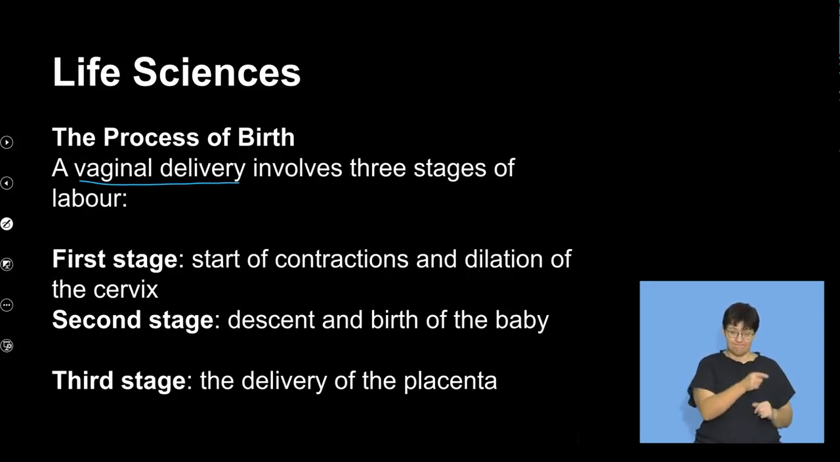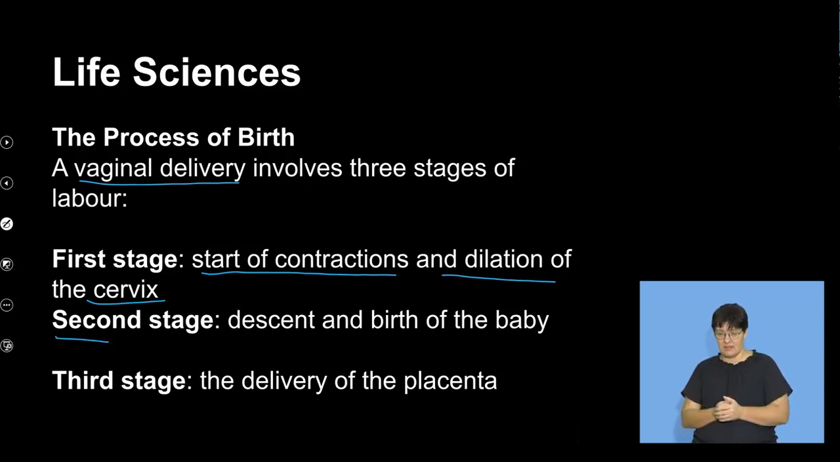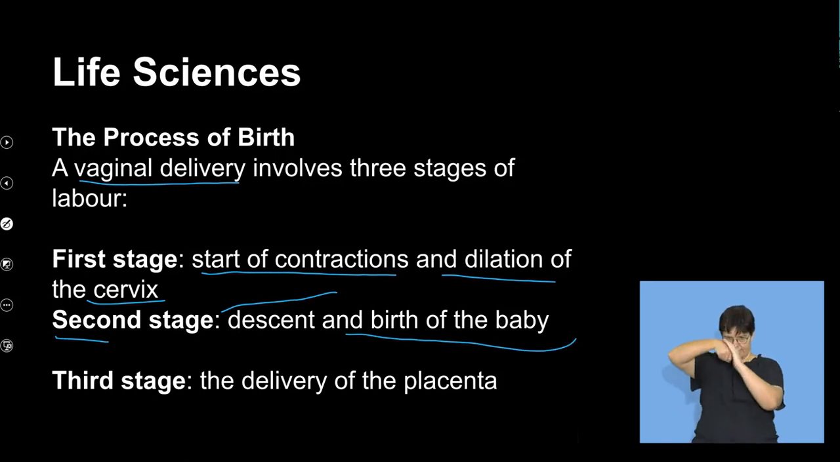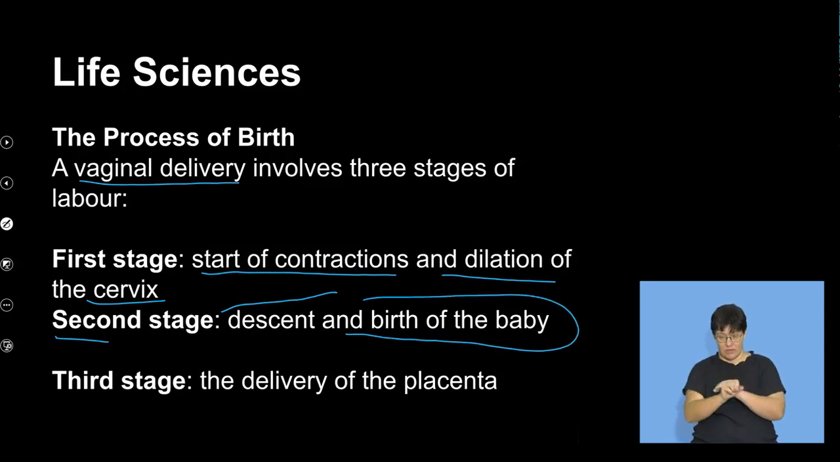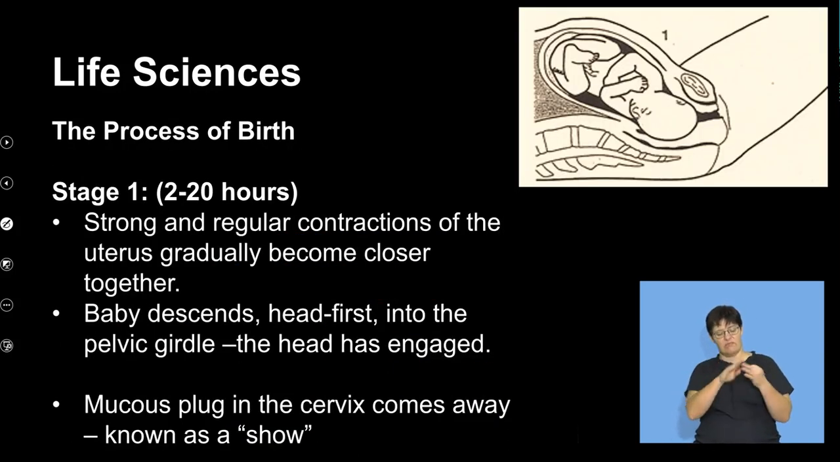During stage 1, we see the contraction and the dilation of the cervix. So the cervix contracts and dilates. We also see that in the second stage, there is the descent of the baby through the birth canal. And in the third stage, we see the delivery of the placenta. Let's take a closer look at these 3 stages.